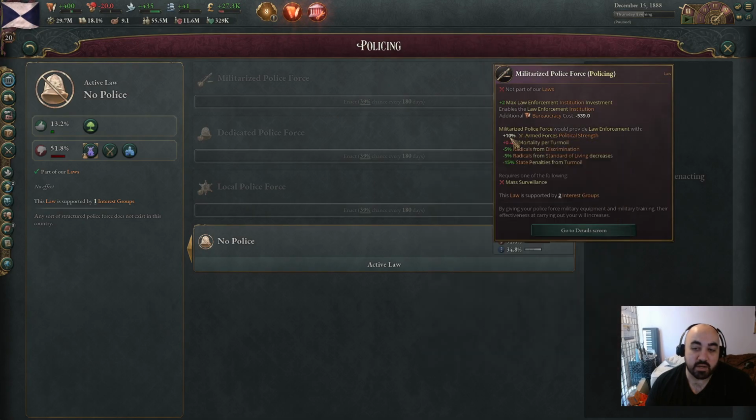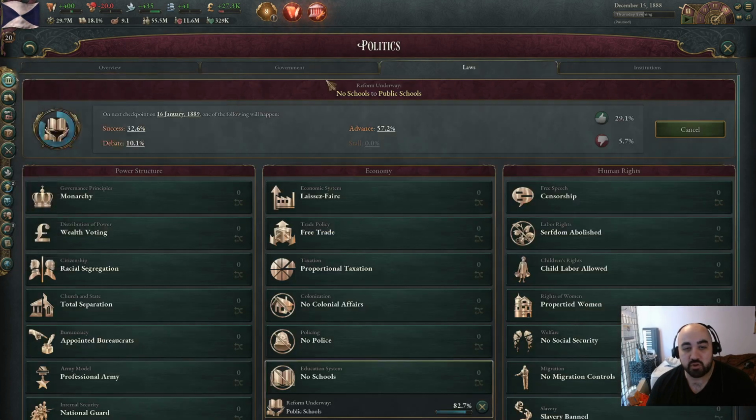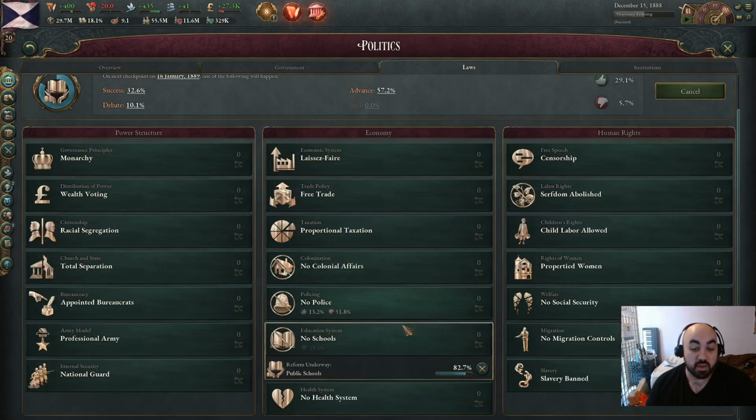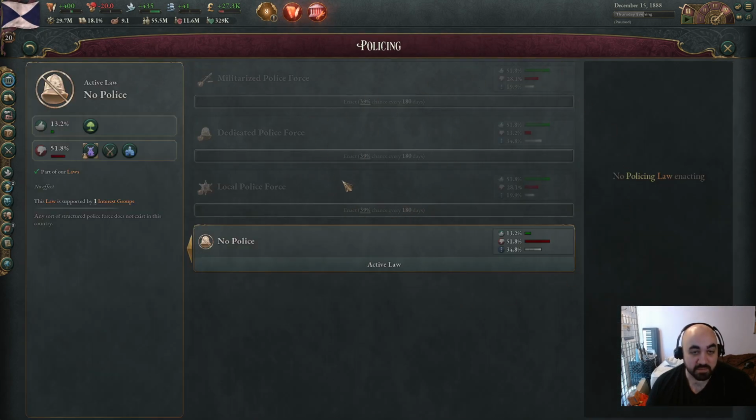The plus 10% armed forces political strength I think is kind of a bit of a nothing burger, but it does make it harder for you to try and hit a balance of having the trade unionists, intelligentsia, industrialists all powerful simultaneously, which is kind of the ideal situation. But other than that, police force, very situational.